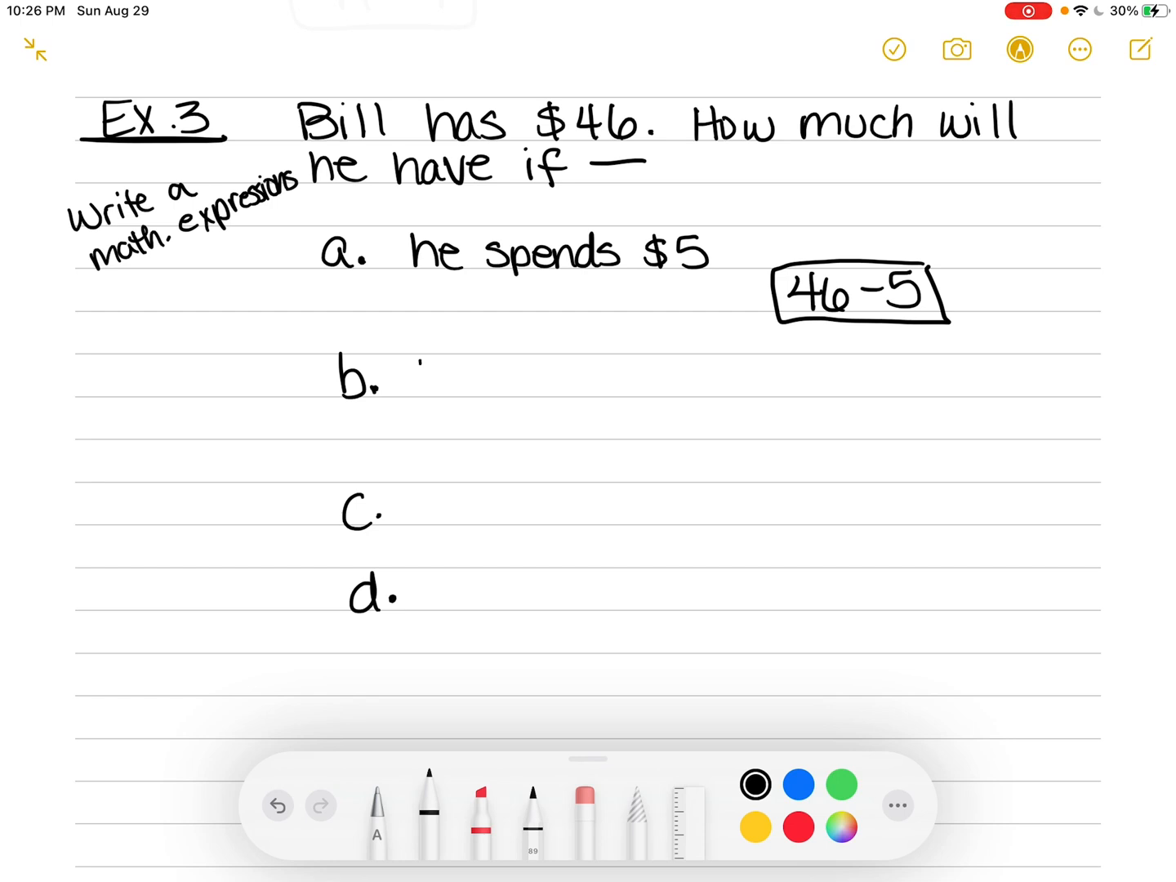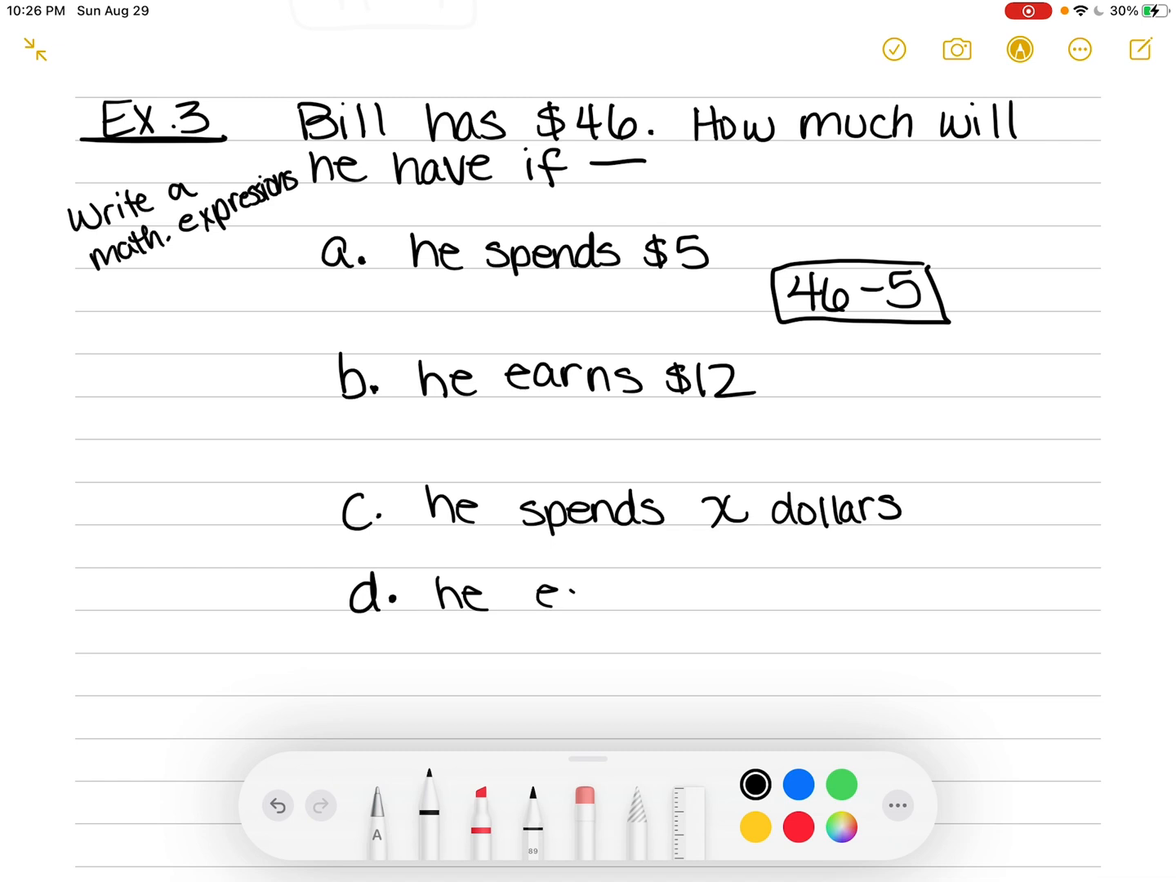B is he earns $12. C is he spends X dollars. And the last one is he earns Y dollars. So I want you to hit pause and not solve, but write a mathematical expression for each of these next 3, and then come back.